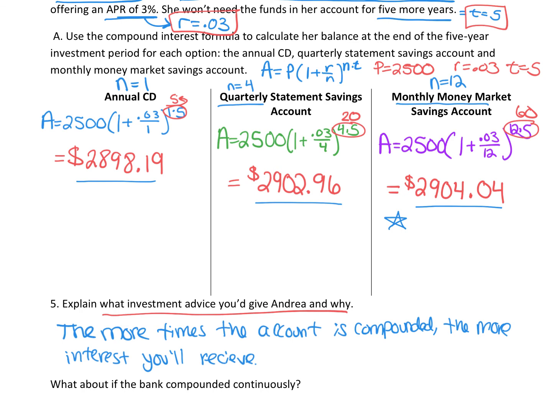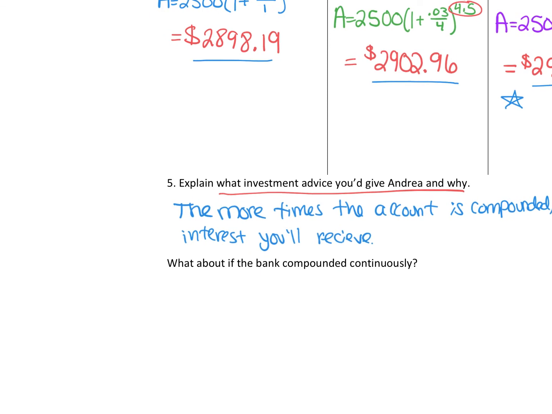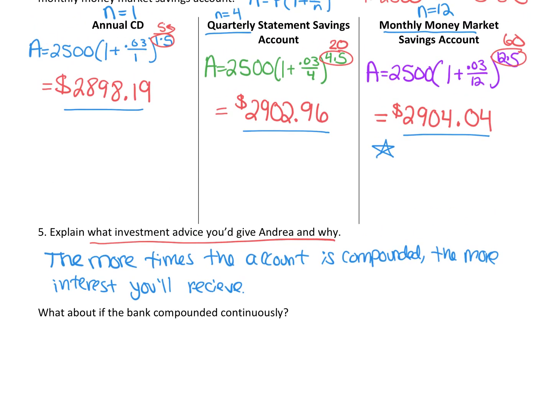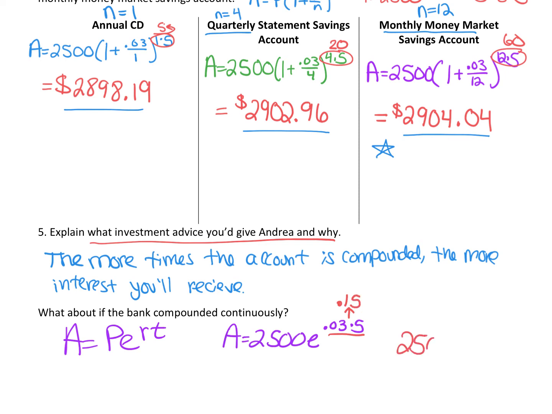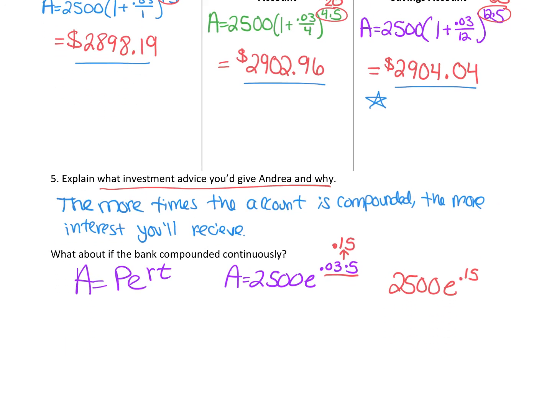All right, the last question says, what if it was compounded continuously? So let's check that. That means I'm going to use this formula we talked about at the very top, where A equals P e to the r t. So A is going to equal 2,500 e to the 0.03 times 5. So 0.03 times 5 is 0.15. So in my calculator, I'm going to type in 2,500 e to the 0.15 power. And let's see what that gets me.